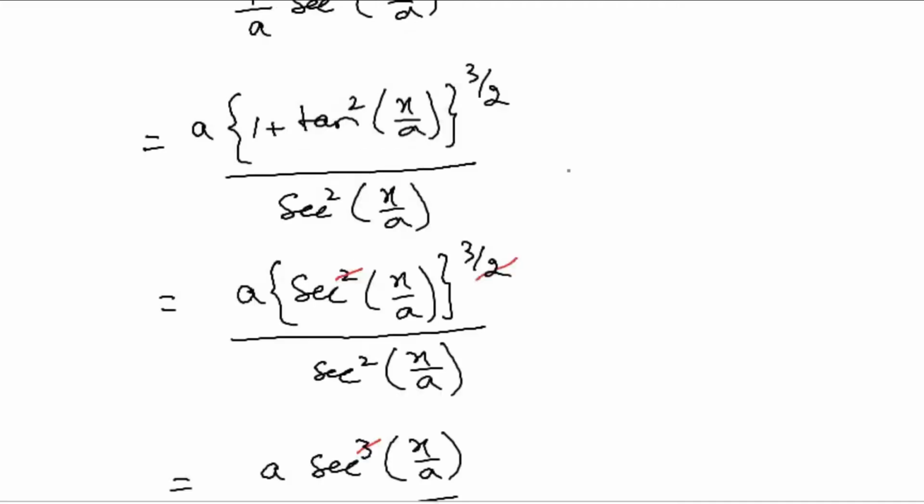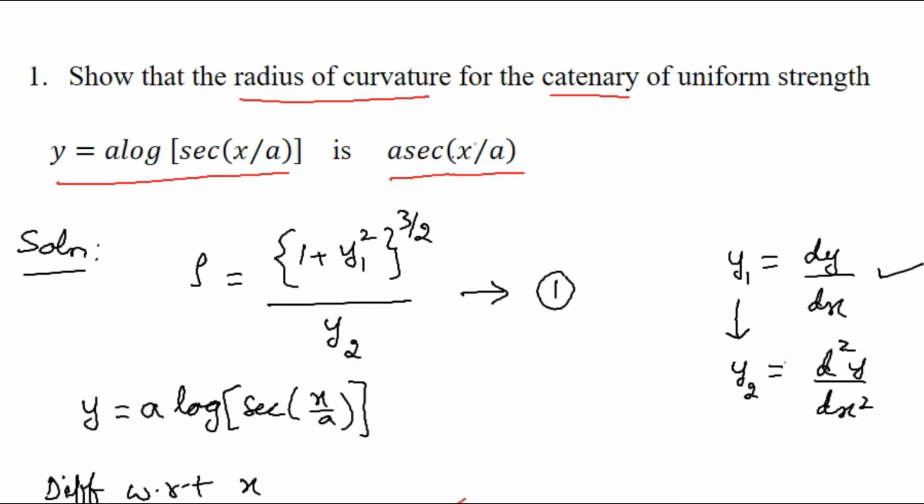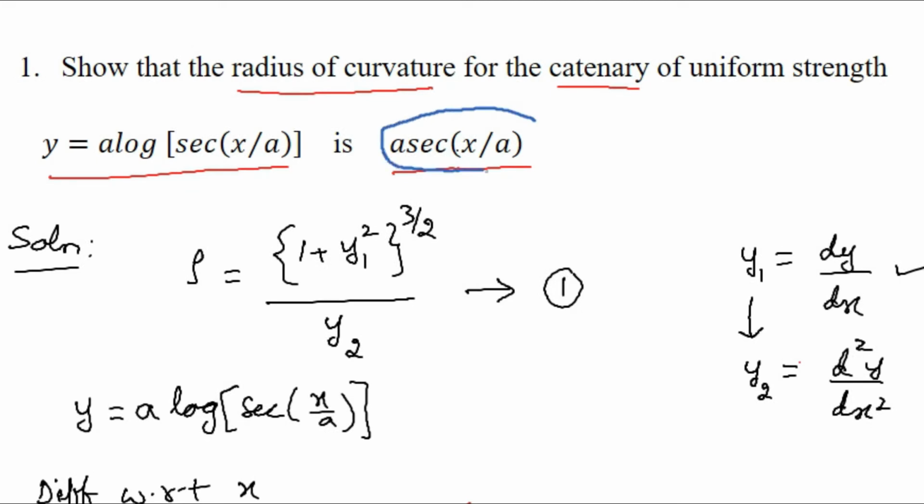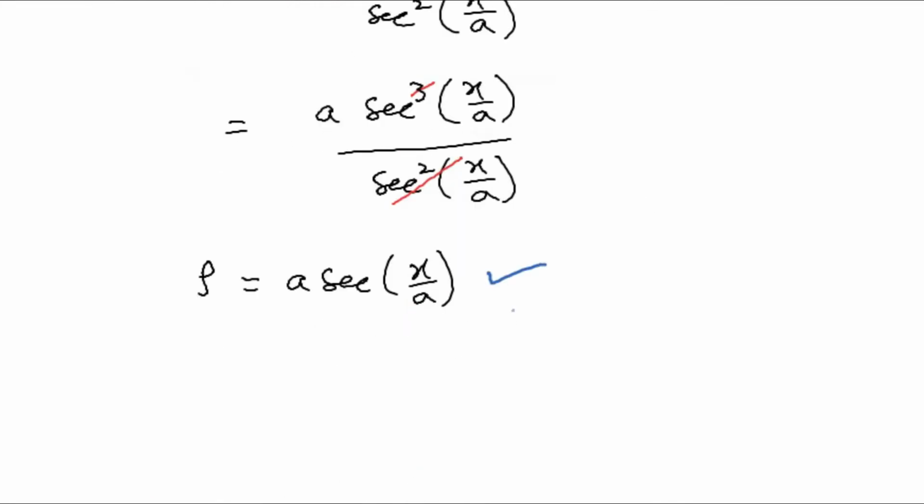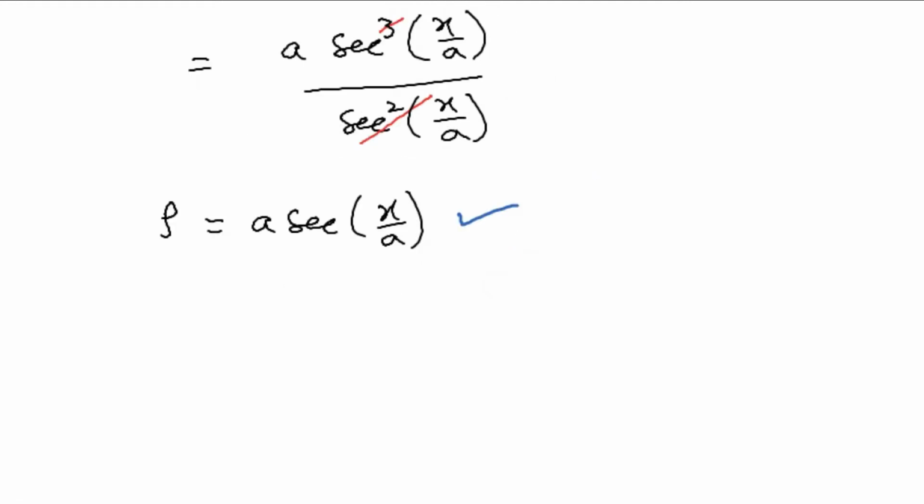So in the question you can see that it was given that the radius of curvature should be a secant x by a. So hence we have got that solution as a secant x by a. So that's the required solution. Let us move on to the next question.